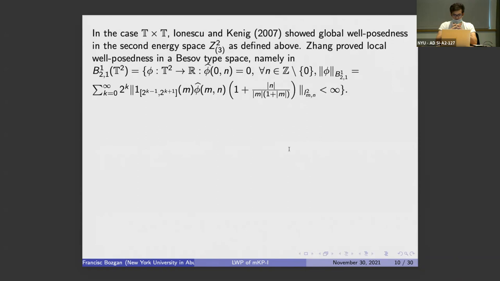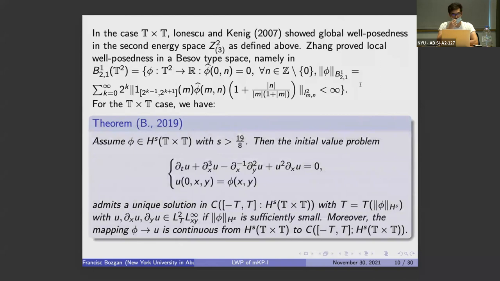Then Jiang showed local well-posedness in a Besov type space that you have here. And for the T cross T case, we have that if the initial data is in H^s of T cross T with s greater than 19 over 8, then the KP1 on T cross T is locally well posed with T depending on the H^s norm of the initial data, with the initial data being sufficiently small. And again, the flow map is continuous.